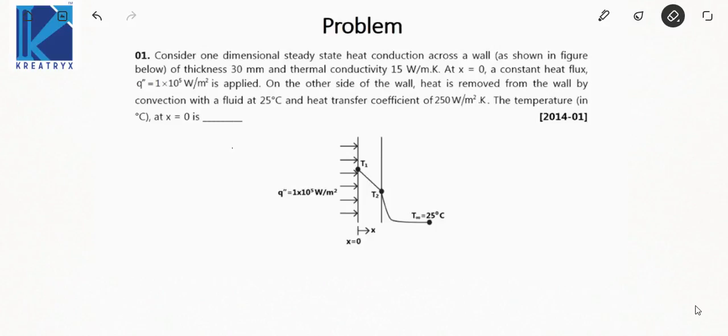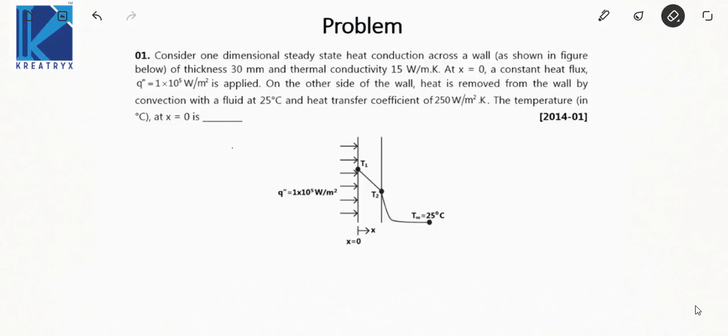Today I'm going to solve the previous year GATE questions of heat transfer, and the chapter is conduction. So let's begin. The first question is, consider one-dimensional steady state heat conduction across a wall as shown. The thickness is 30 mm, 0.03 meters. Thermal conductivity is given as 15 watt per meter Kelvin.